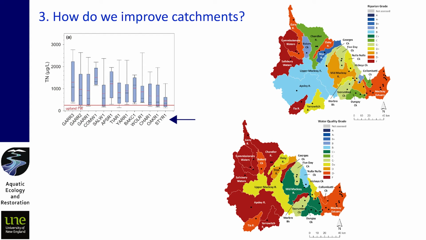streams of the Macleay River. That red line that you can see towards the bottom of the graph is the Australian New Zealand guideline for what total nitrogen concentrations should be. So above that red line, that's the critical threshold above which we would start to expect to see declines in aquatic ecosystem health.